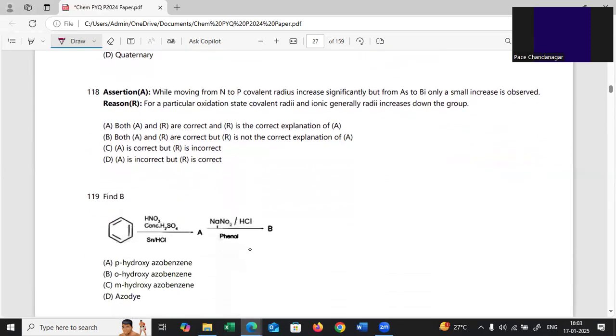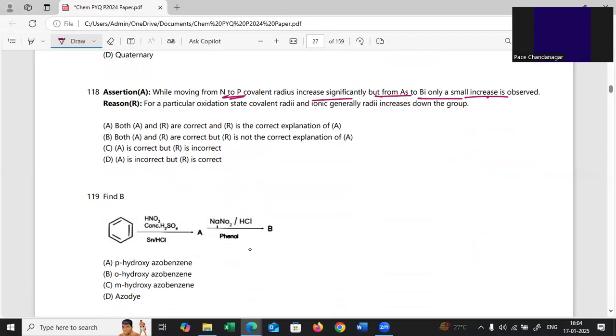118. While moving from nitrogen to phosphorus, covalent radius increases significantly, but from arsenic to bismuth, only a small increase is observed. Yes or no? Check your series. Yes, it is right. From nitrogen to phosphorus the radius increases significantly, and from antimony to bismuth only a small increase is observed because of the poor shielding effect.